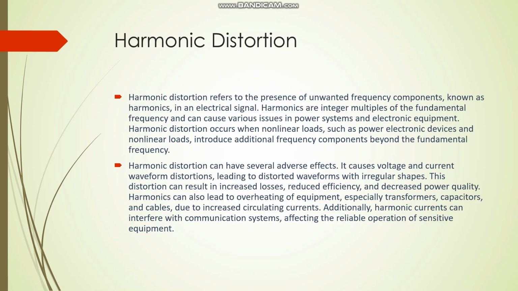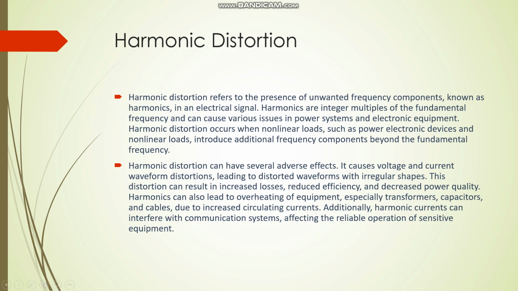I would like to continue with harmonic distortion. Harmonic distortion refers to the presence of unwanted frequency components, known as harmonics, in an electrical signal. Harmonics are integer multiples of the fundamental frequency and can cause various issues in power systems and electronic equipment. Harmonic distortion occurs when nonlinear loads, such as power electronic devices, introduce additional frequency components beyond the fundamental frequency.